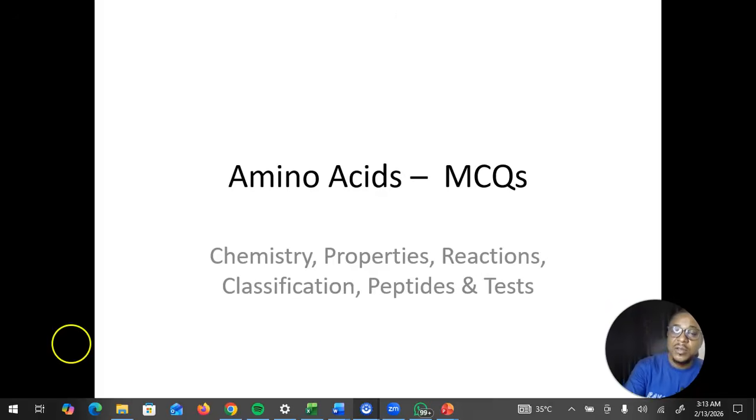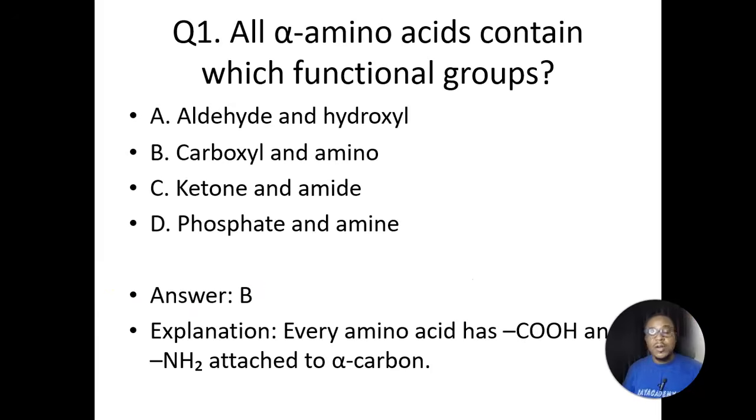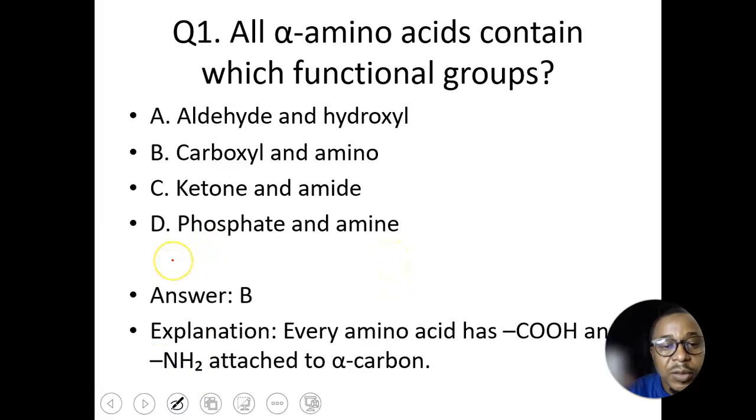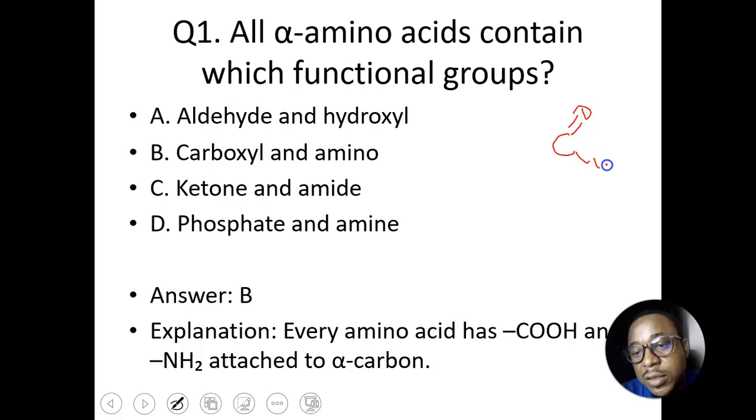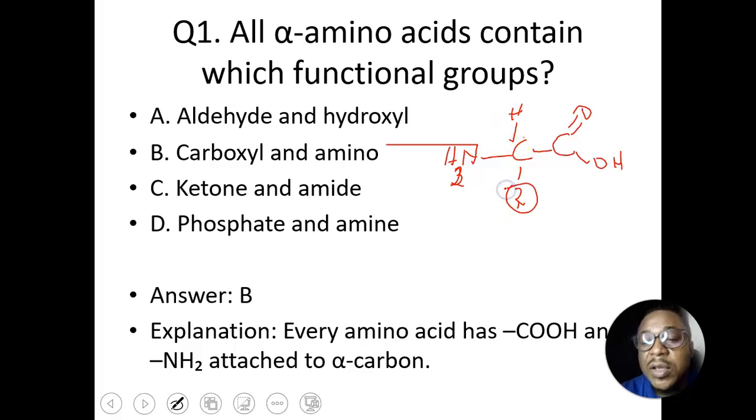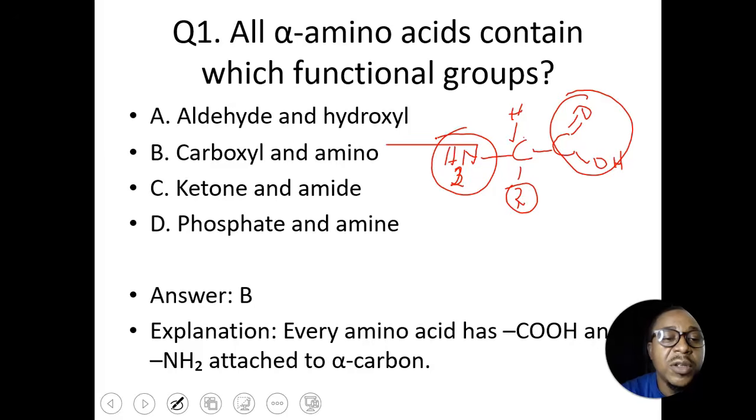So the first question we're looking at today is: all alpha amino acids contain which functional group? Now this functional group includes the carboxy end. Every amino acid has this functional group, the carboxy end, the alpha carbon, the amino group, then hydrogen and the R group that determines the particular amino acid. So every alpha amino acid contains the carboxy group and amino group. So the right answer to that question is option B.